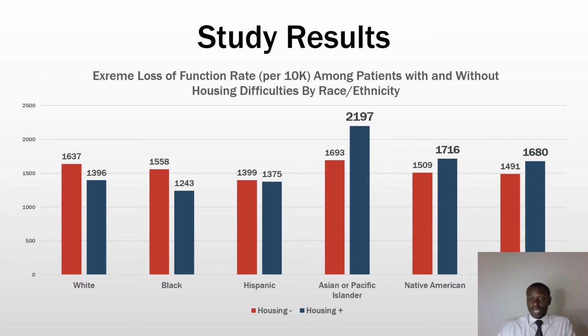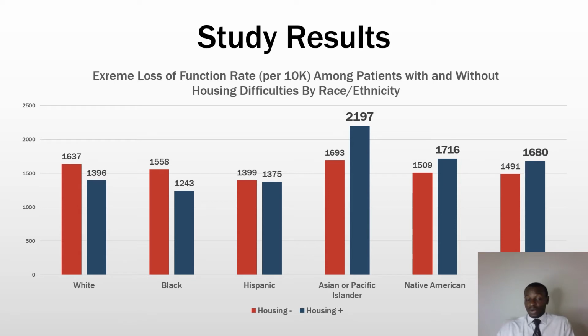Extreme loss of function per 10,000 presentations stratified by individuals with and without housing difficulties and by race and ethnicity. Here we see among the white or Caucasian population, the rate of presentation is 1,634 per 10,000 cases, compared to 1,396 per 10,000 cases among individuals with housing difficulties. Now, among individuals without housing difficulties in the Black population, we see a rate of 1,558 compared to individuals with housing difficulties at a rate of 1,243.